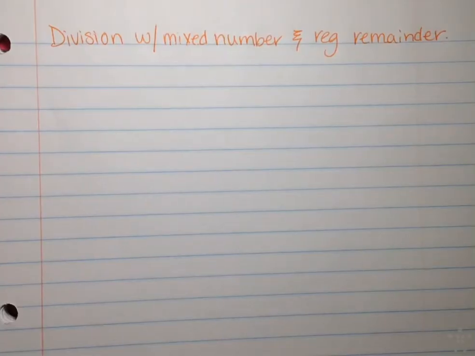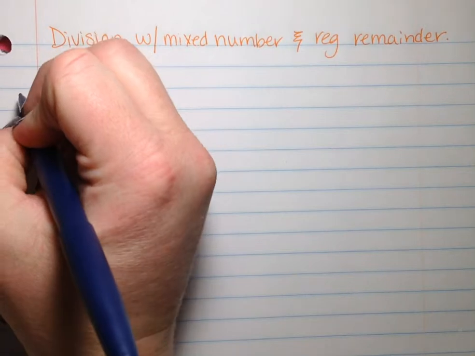Okay, today we're going to go over a few review problems of division with a mixed number and a regular remainder. Remember, a mixed number remainder helps us give away everything that we have. We're not going to keep any for later. We're going to distribute everything we have to everyone, or to all of our groups, equally. Okay? So the first thing I'm going to do is get my steps on the paper.